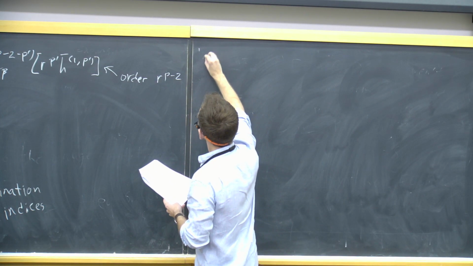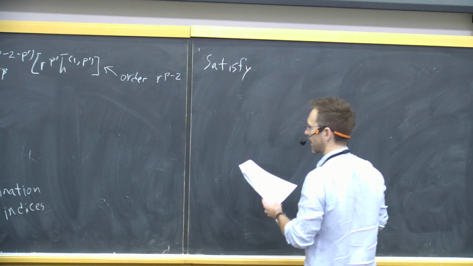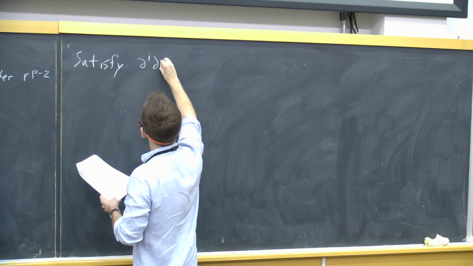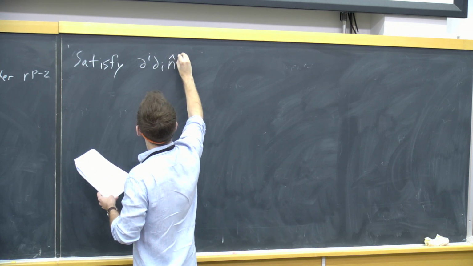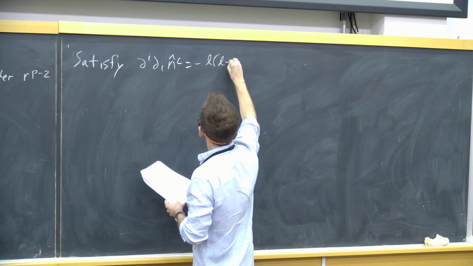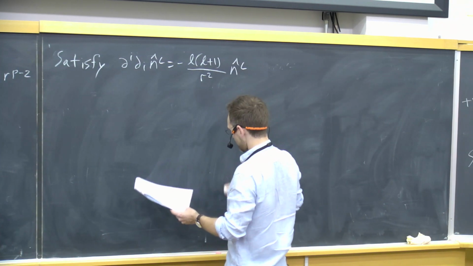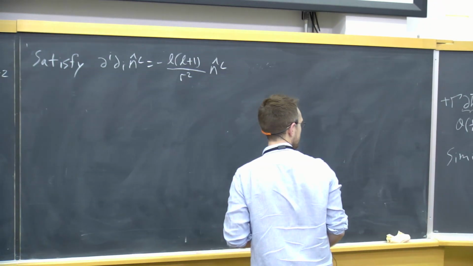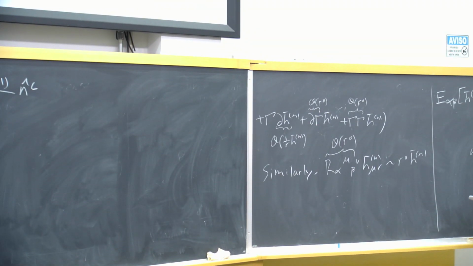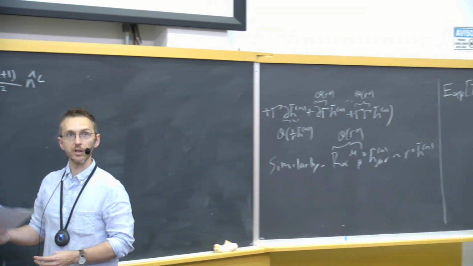So these satisfy the same eigenequation as the Y L Ms. The flat space Laplacian acting on one of these functions is minus L times L plus 1 over r squared times n hat L. So they do the same job as spherical harmonics.